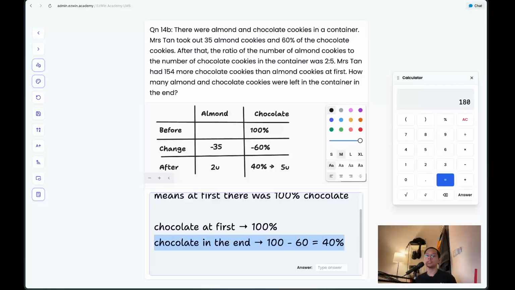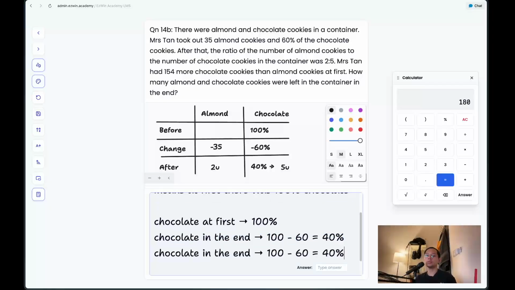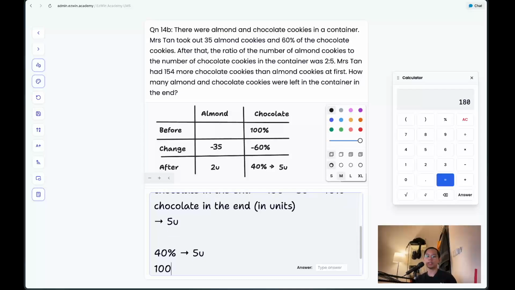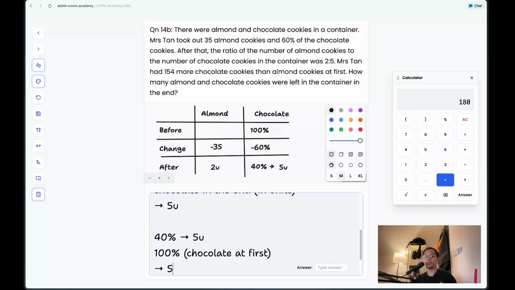And we also know that chocolate in the end is also how many units? From the question, it is 5 units as well. So we're going to put here 5 units. That means we know the chocolate at first has a number of units. 40% is equal to 5 units. Then 100%, which is chocolate at first, will be equal to 5 divided by 40, right?